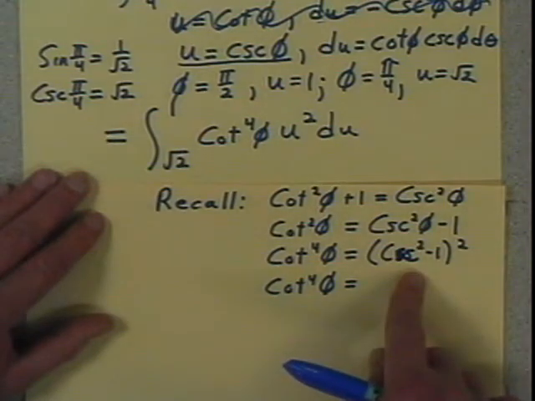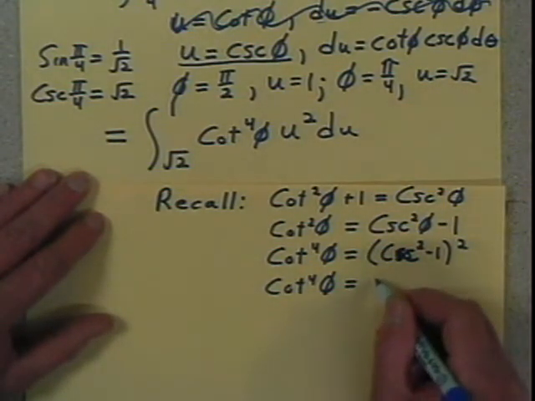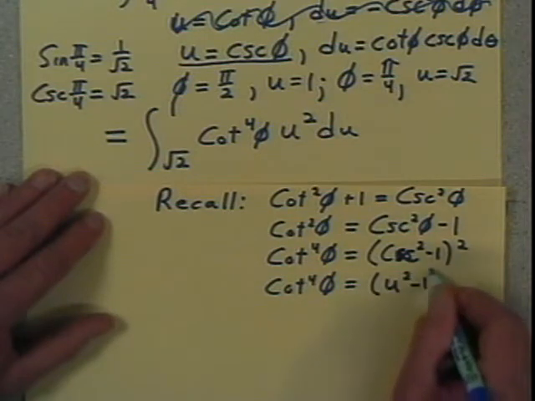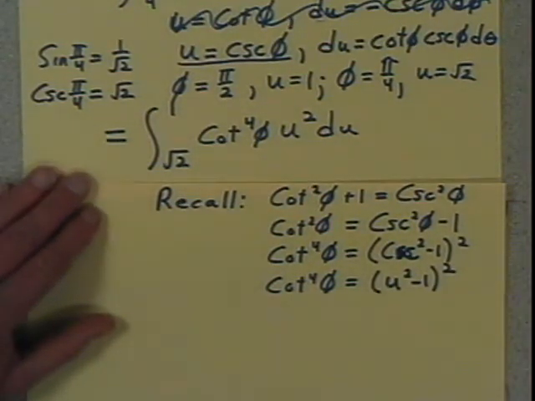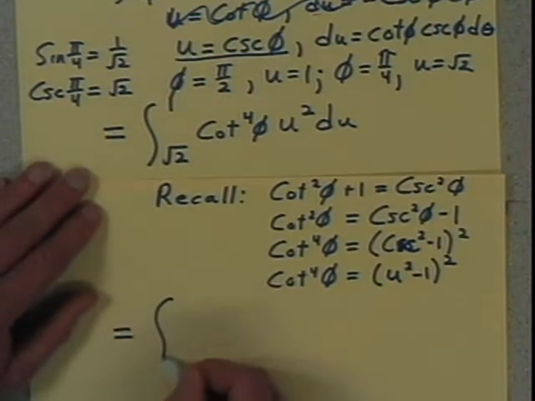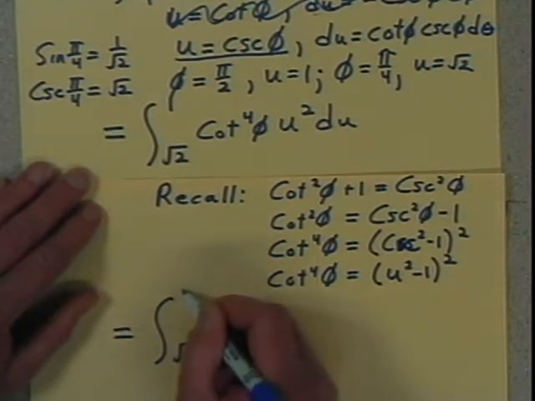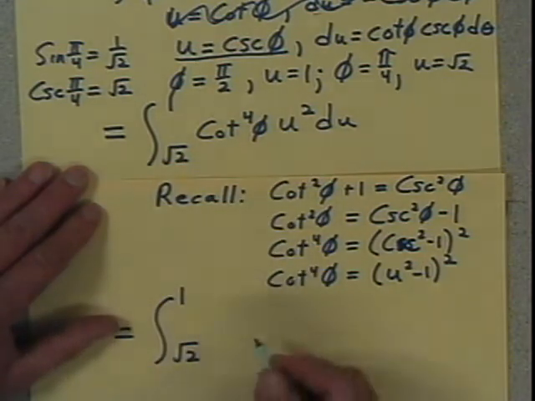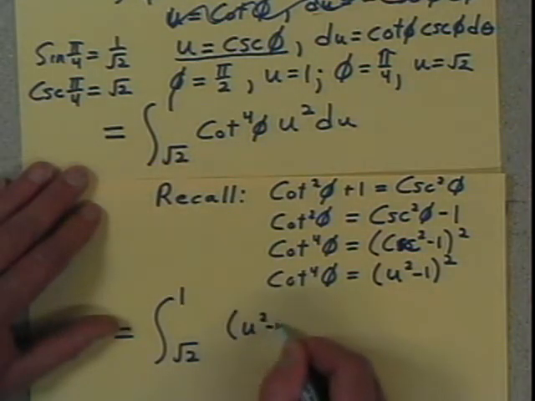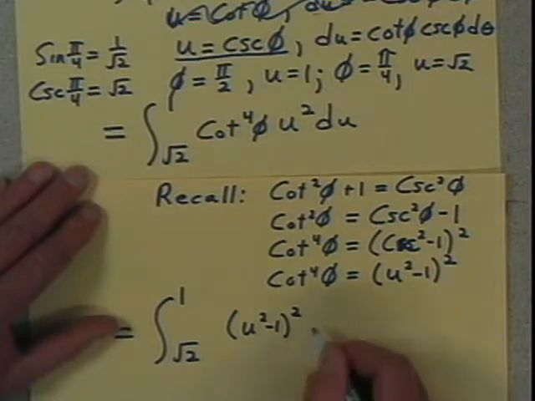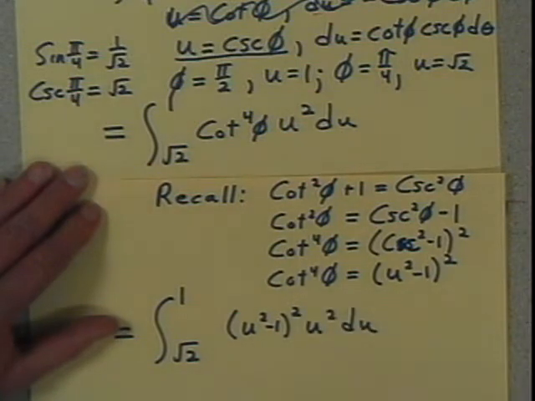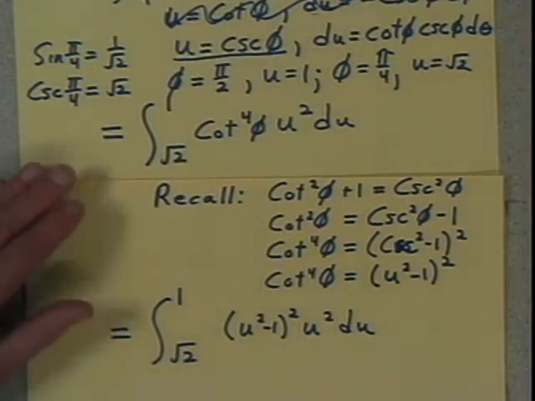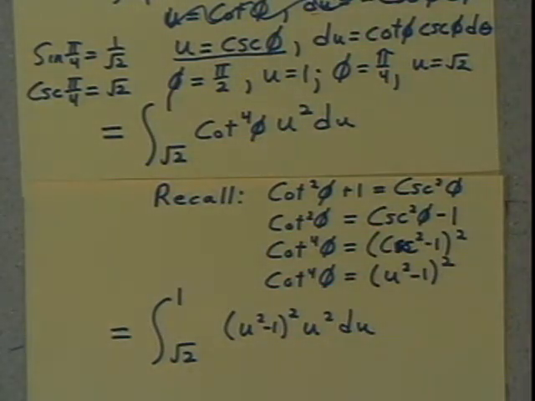Well, what was plain cosecant? u squared minus 1. So it would be u squared minus 1 quantity squared? Yep. And the objective was to get everything in the integral in terms of u. So it's square root of 2 to 1. And instead of cotangent to the fourth, I wrote u squared minus 1 quantity squared, and then u squared and then du. And then if I multiply this out correctly, it's something that's fairly easy to do. But I'll keep going as far as you want me to.